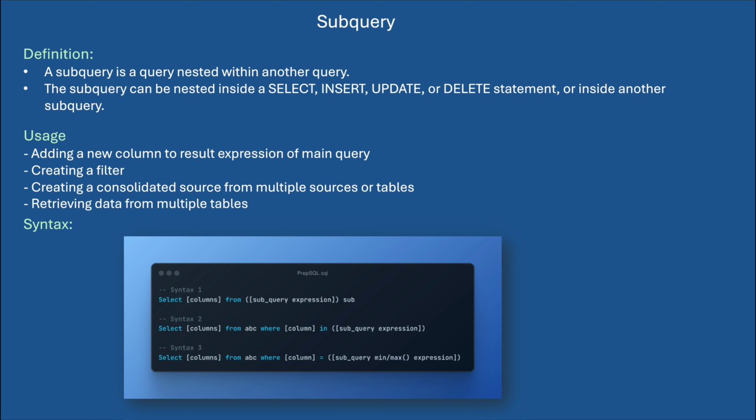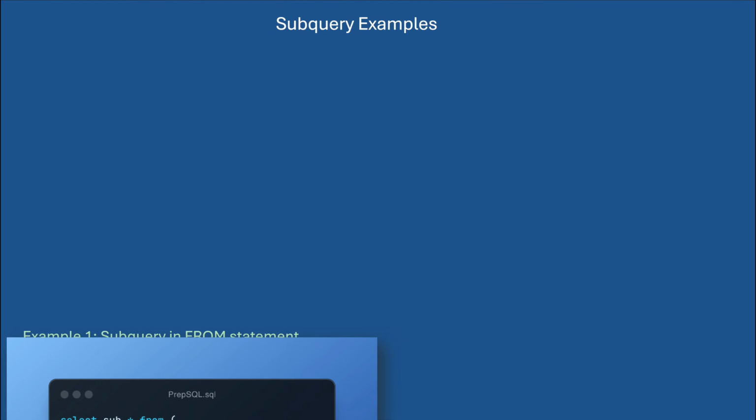Syntax 2 shows the subquery in an IN statement. We have select some columns from table name where column IN subquery expression. Likewise, we have the syntax for a subquery inside an equals to statement: select columns from ABC where column equals to subquery min max expression. Okay, let's move on to see some examples of subqueries.